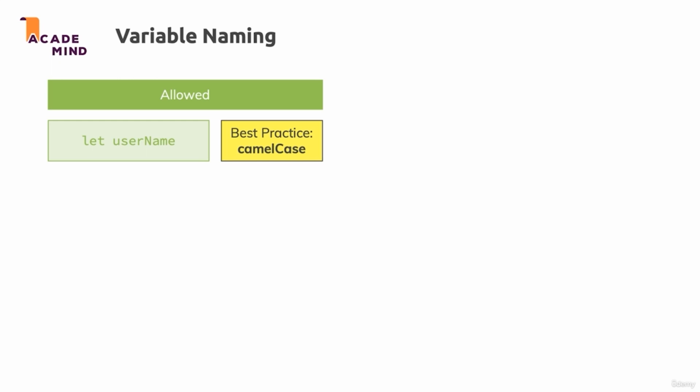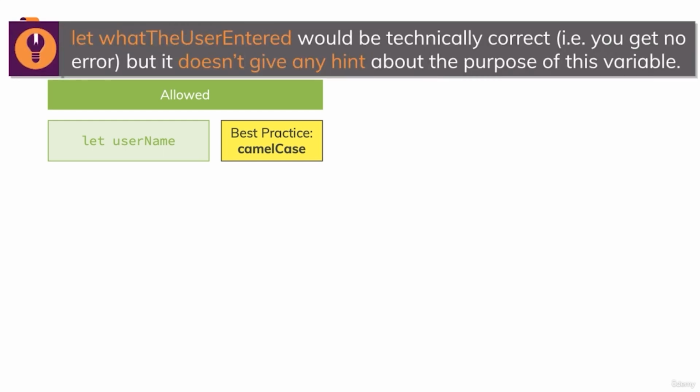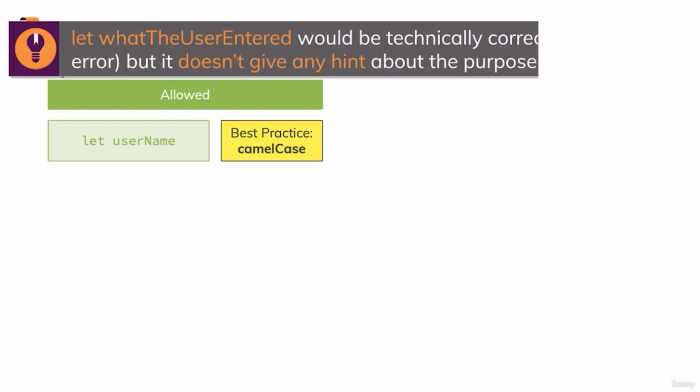So here we would probably store the name of a user. So that's a better name than what the user entered, because it might not be clear if what the user entered should be a username or a password. So you want to give the variable a name that describes which kind of data you're storing in there.